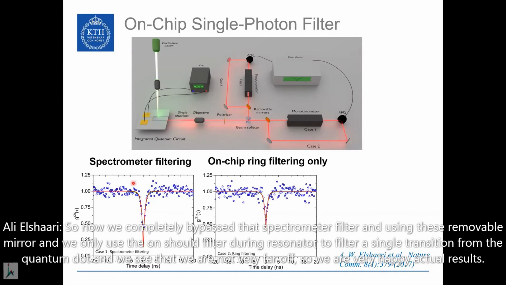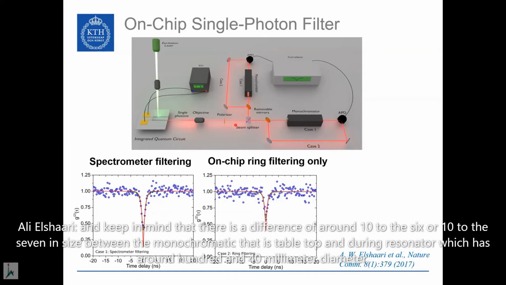So now we completely bypassed the spectrometer filtering using this removable mirror, and we only use the on-chip filter, the ring resonator, to filter a single transition from the quantum dot. And we see that we are not very far off. So we are very happy actually with these results. And keep in mind that there is a difference of around 10 to the 6 or 10 to the 7 in size between the monochromator that is tabletop and the ring resonator, which has around 140 micrometer diameter.